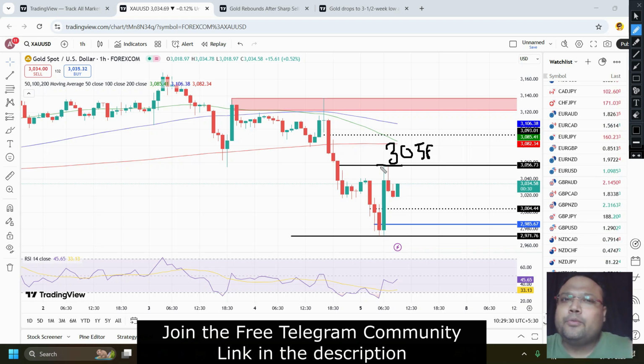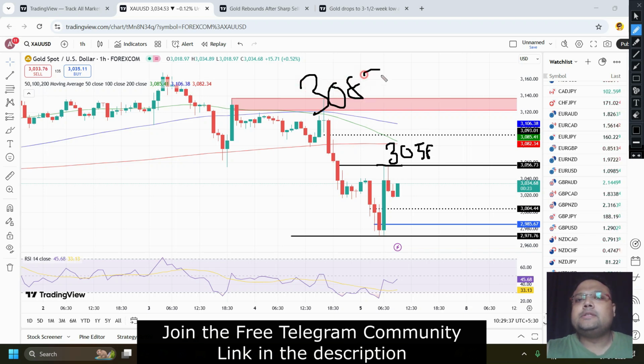3058, you can easily hold your position for 70-80 pips. After that you may exit. When gold hits the 3083-3084 area, the 200 moving average, it may face some resistance. Till then, you can expect the upside to continue.